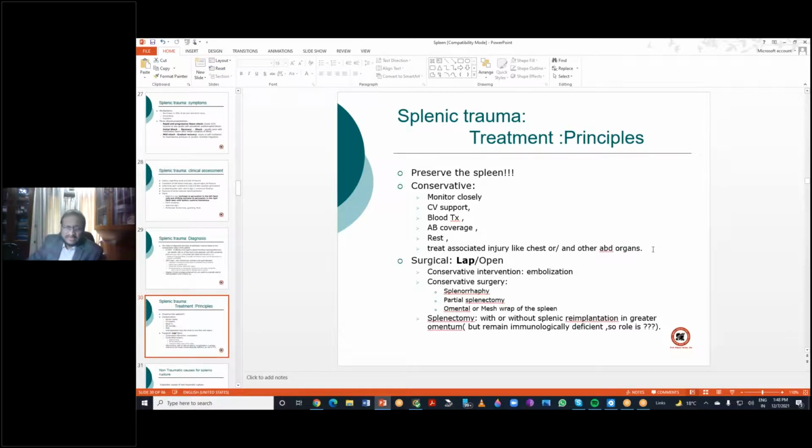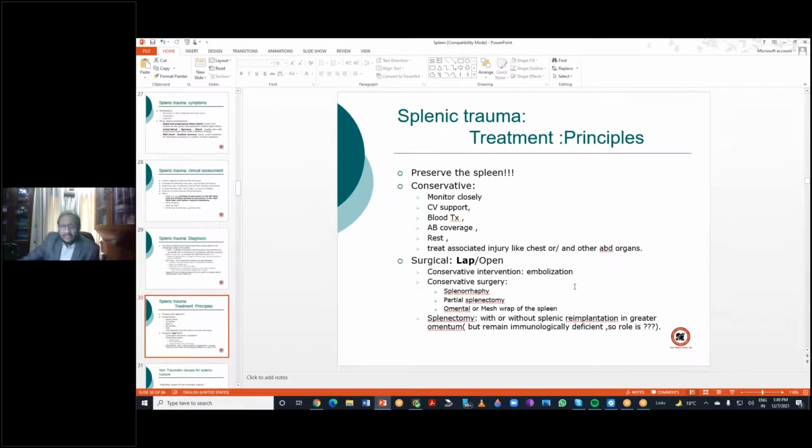So in those cases where you have to intervene, preference should be given to a laparoscopic intervention rather than open intervention as of today. That is today's view. Initially, it was an open intervention. When you go in for a laparoscopic intervention, you have to try to preserve again. Whenever any surgical intervention is done, the principle is the same: conservation. So here we talk about conservative intervention and conservative surgery.